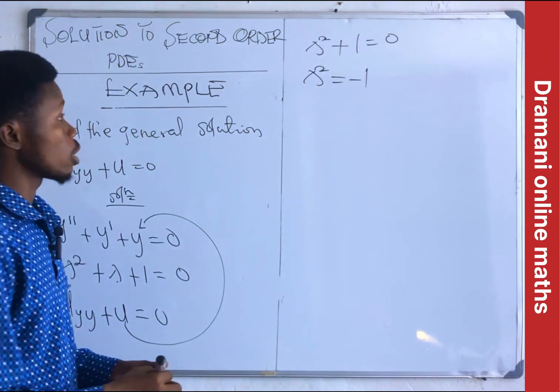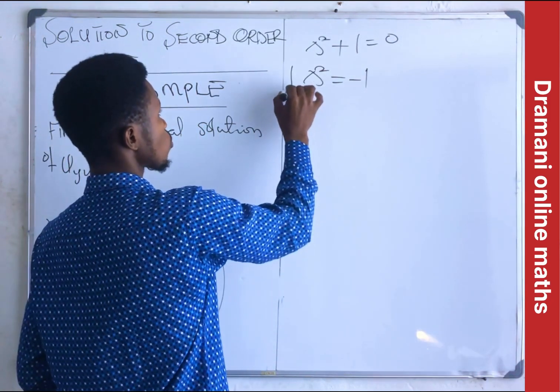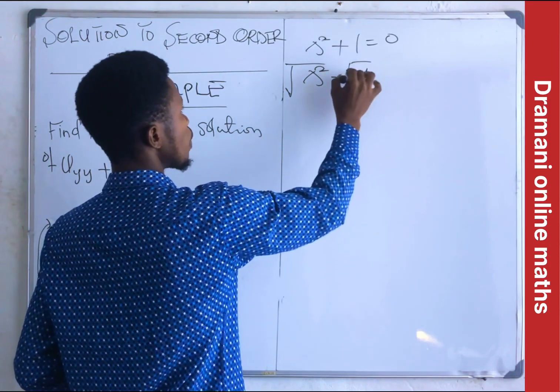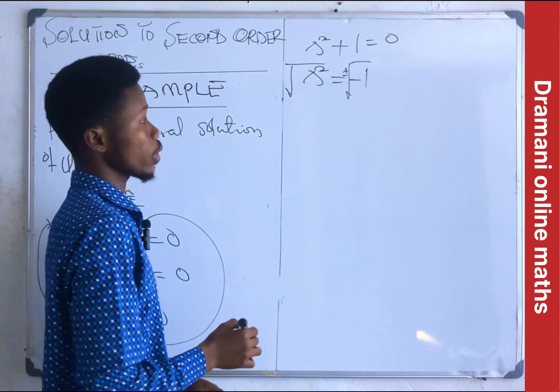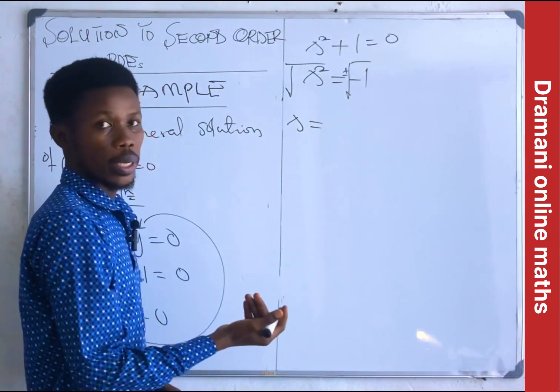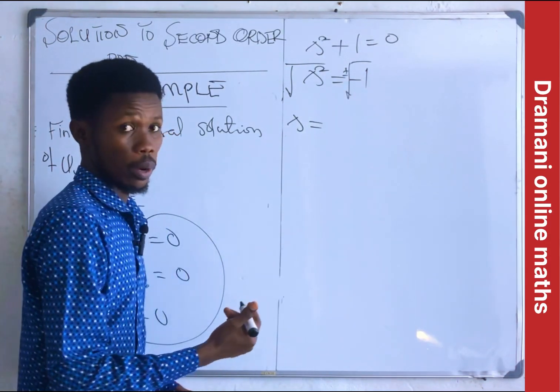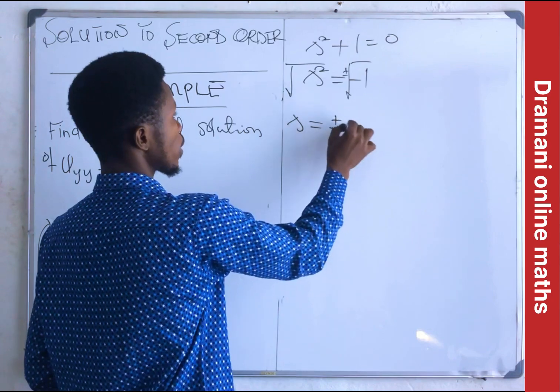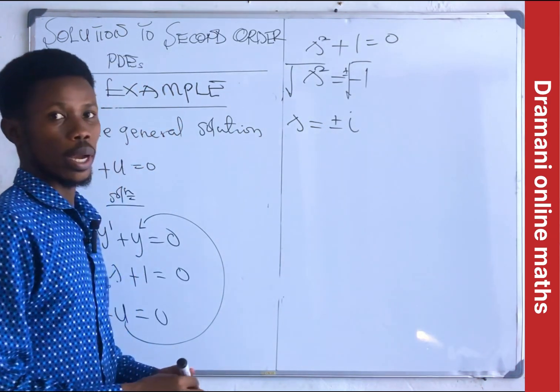Is that okay? So in this case, we take square root on both sides. By taking square root, we bring plus or minus there. That gives us lambda equals, what is the square root of negative 1? That gives us the complex number, which is i. So plus or minus what? i. So this is what we have.